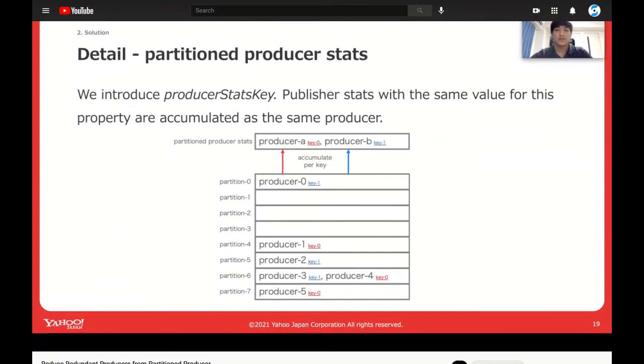To solve this issue, we introduce the producer stats key. Publisher stats with the same value for this property are accumulated as the same producer. Also, a partitioned producer sets the same producer stats key on its internal producers. By this feature, we can get correct partitioned producer stats.